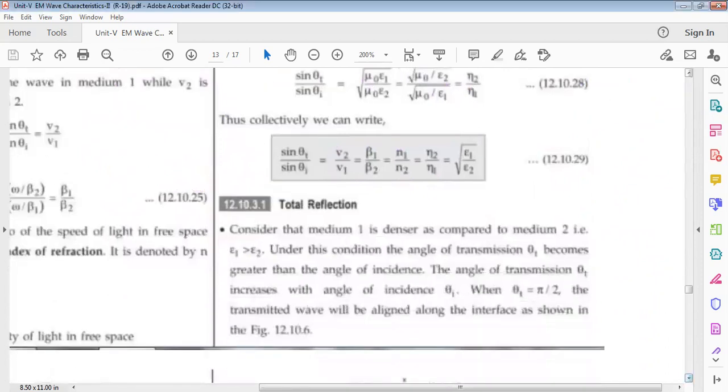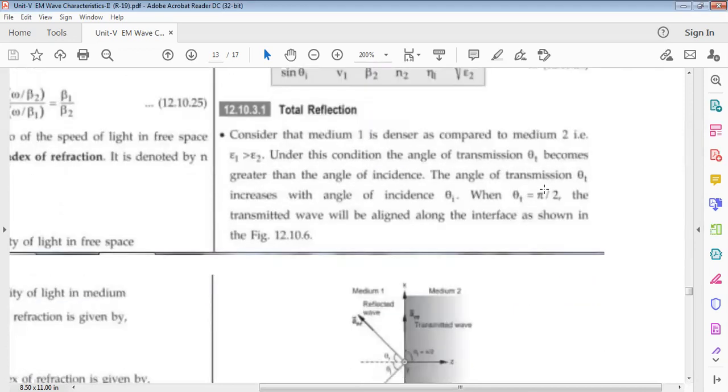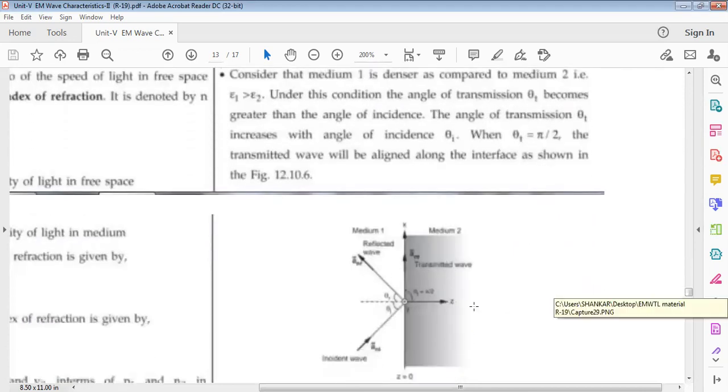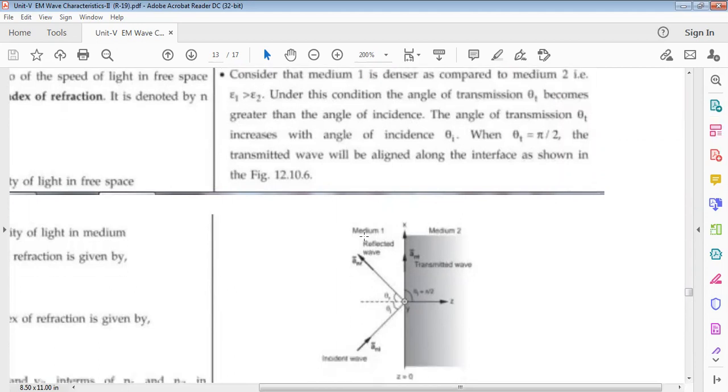Then you go for the total reflection. It is also dielectric and dielectric only, and there is a transmission here. Consider the medium 1 is denser as compared to the medium 2, that is, epsilon 1 is greater than epsilon 2. In the medium 1, whatever the dielectric constant is, epsilon 1 is much more than that of the dielectric in medium 2, that is epsilon 2. Under this condition, the angle of transmission theta t becomes greater than the angle of incidence.